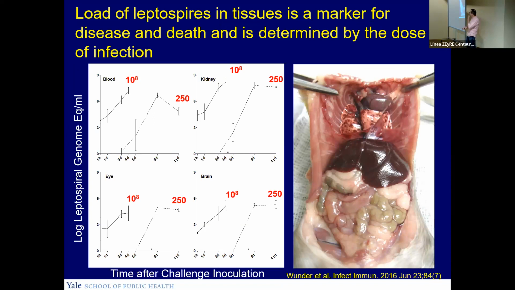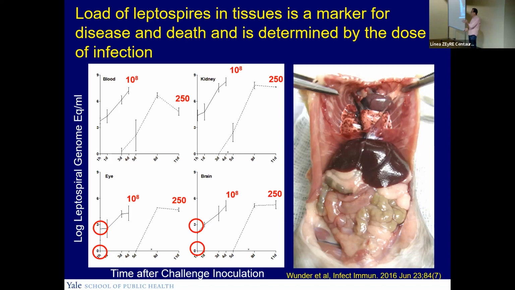So we've done studies, during my PhD, using, again, the hamster model. And the interesting thing we saw is that the load of Leptospira in the tissue is not only a marker for disease, but also a marker for death. So we used higher doses using IV infection, and also lower doses of the same bacteria, 10 to the 8 down to 10 to the 2. When you do 10 to the 8 IP, in the first hour you already see Leptospira disseminated to the whole body of the hamster: in the blood, in the kidney, in the eye, in the brain. Then eventually it grows exponentially, and at around 10 to the 7, 10 to the 8, the hamster dies. With the lower dose, there's a delay, so you only start seeing the dissemination at 5 days, but the trend is the same. It grows exponentially, gets to the same level of spirochetes, and then the hamster dies.